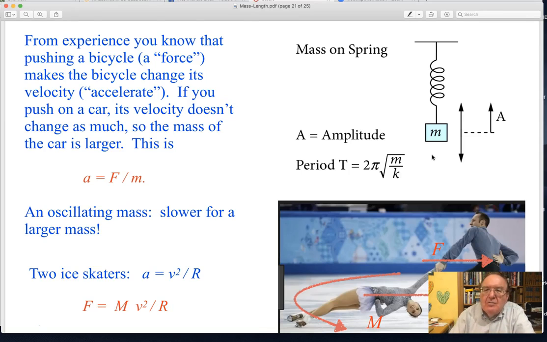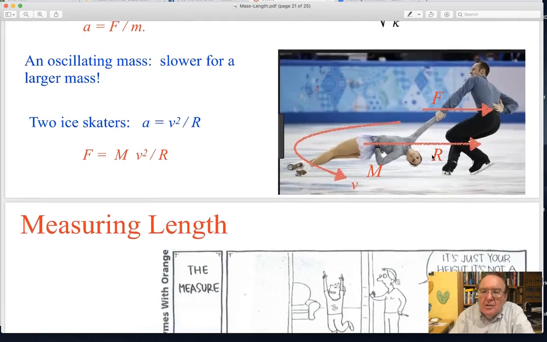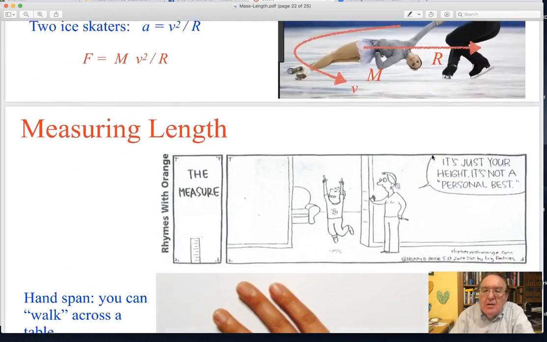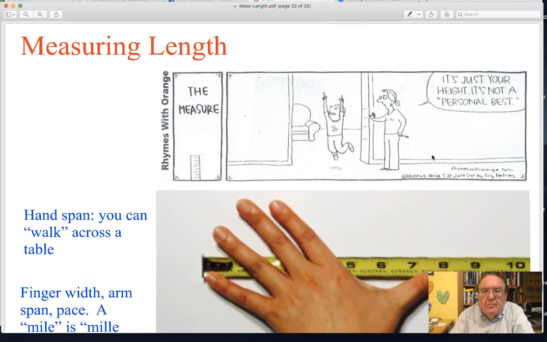Okay, so I think we should do that as a problem. It should be a challenging problem. Okay, so that's 3 ways to measure mass. Now what about measuring length?